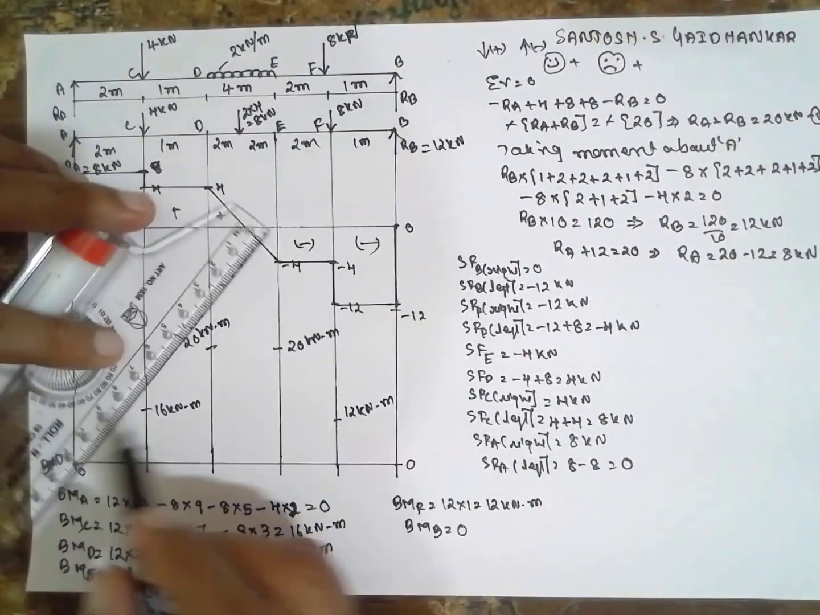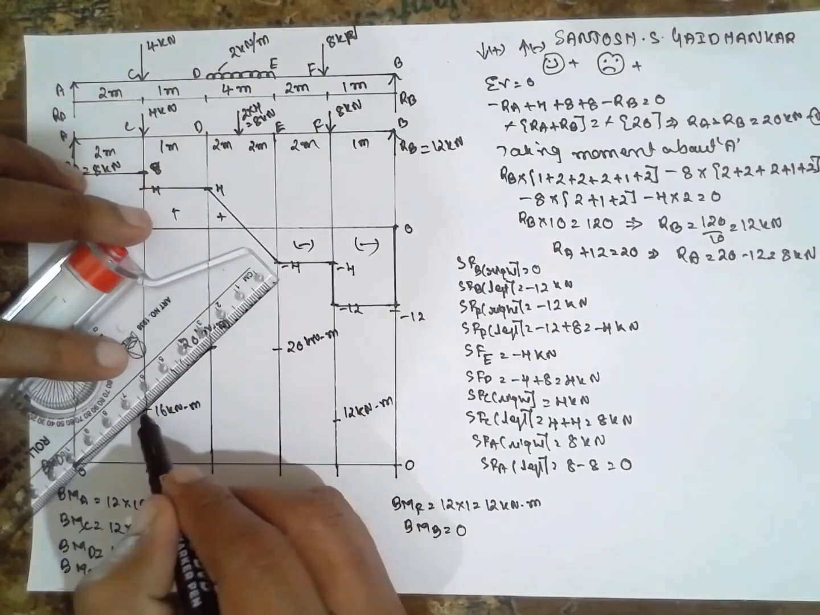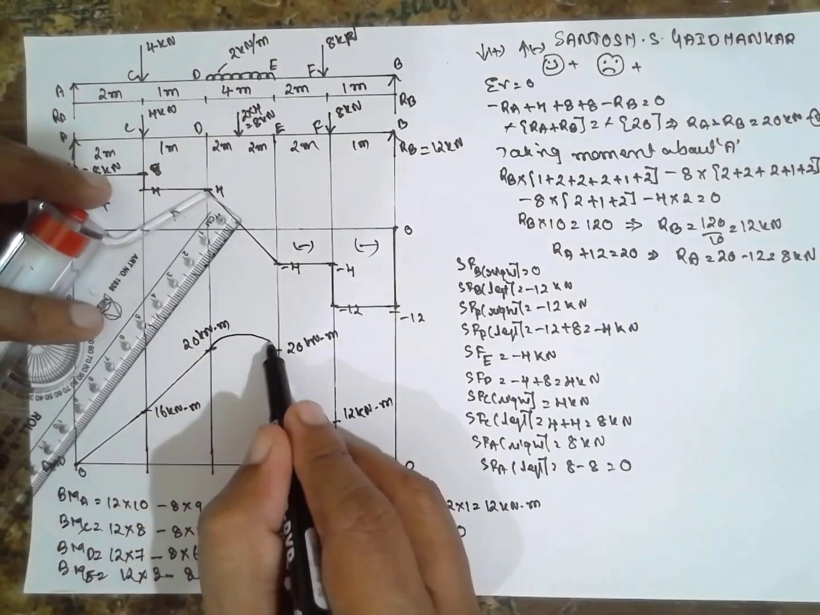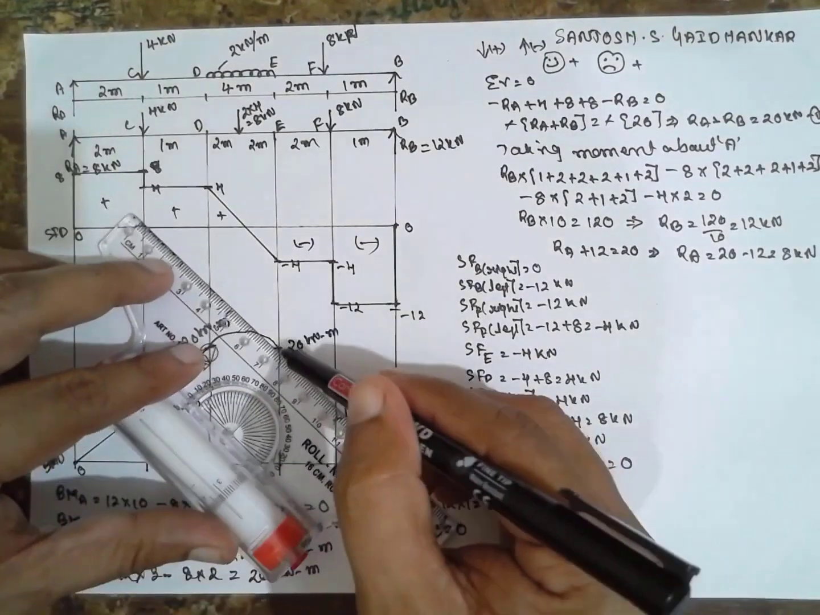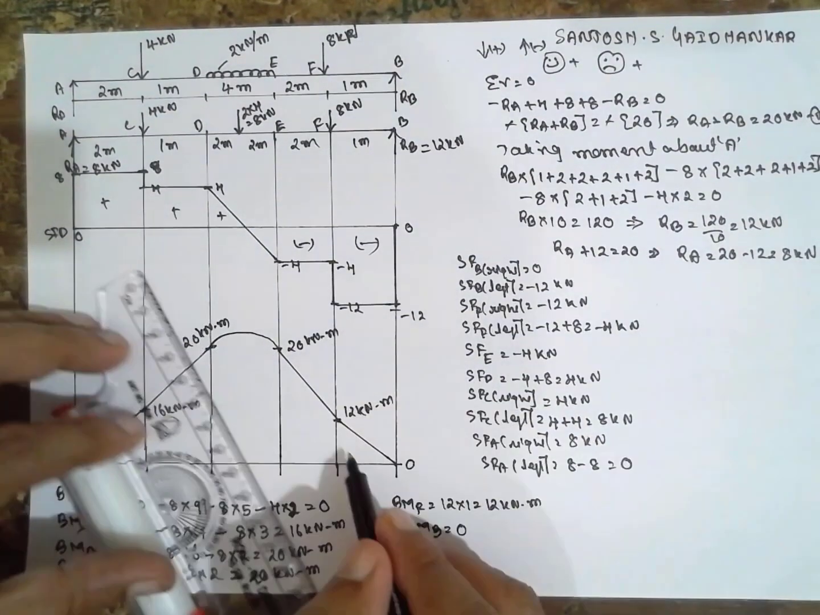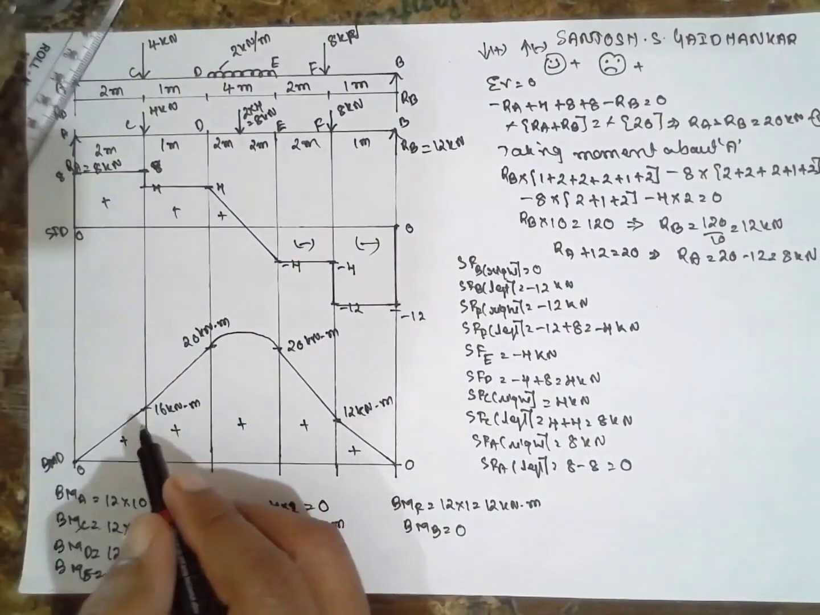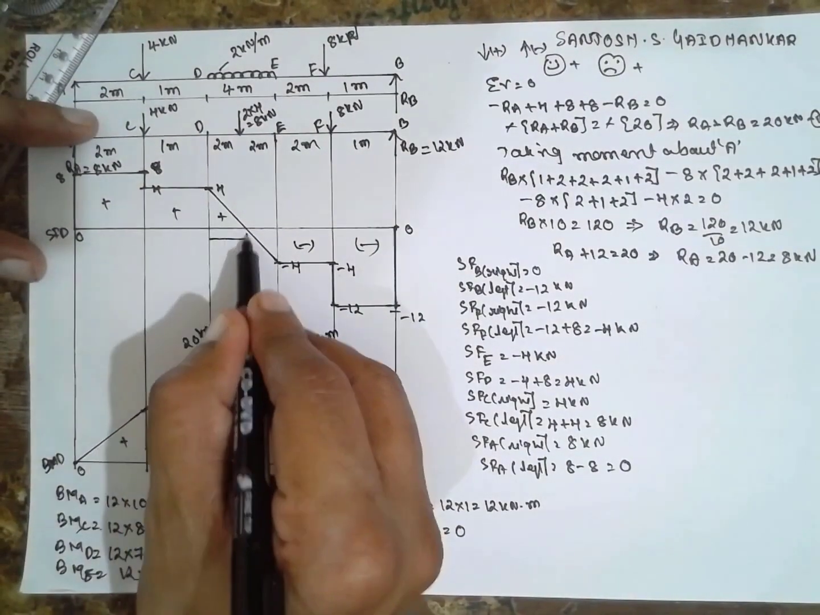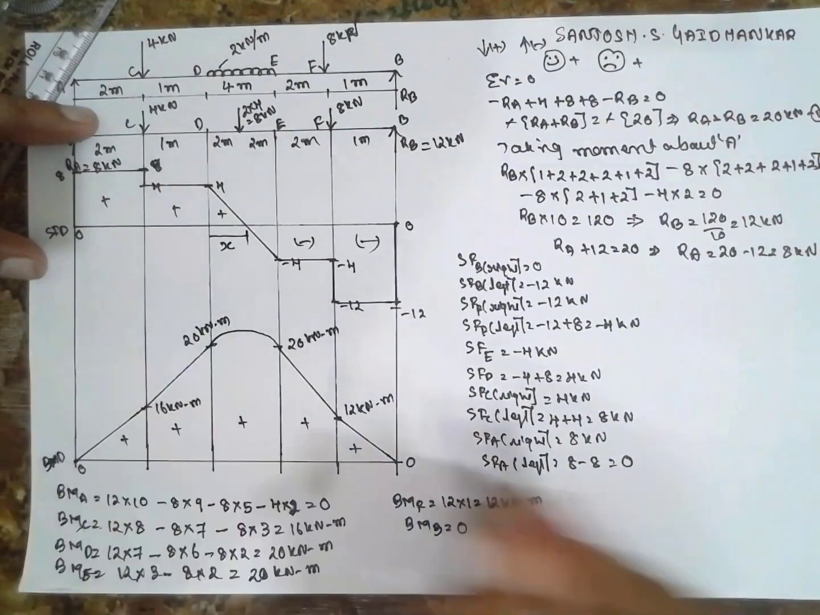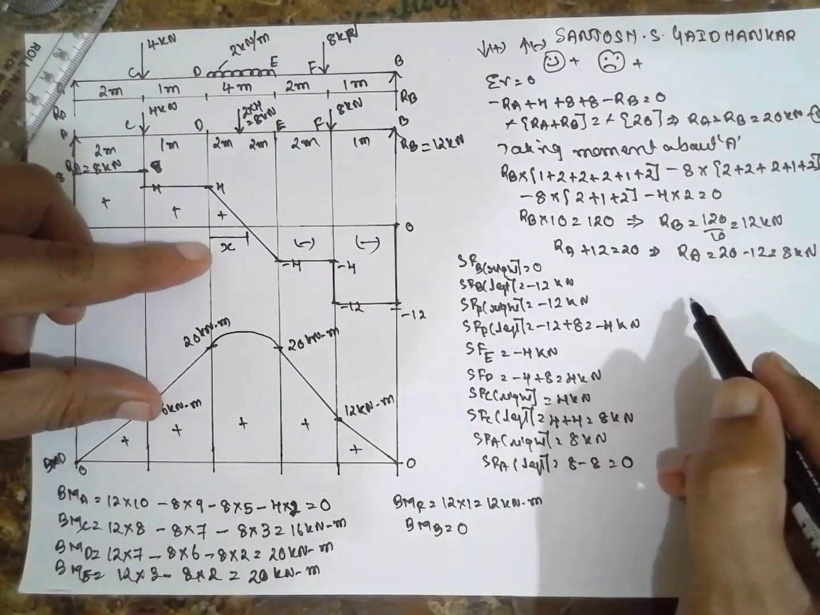Here it is a straight line because there is no UDL here. Again straight line, there is a UDL, therefore parabola. Straight line, there is no UDL, straight line. Positive, positive, positive, positive, positive. We have to find out the distance x here. How to find out x? In this way you can write it.